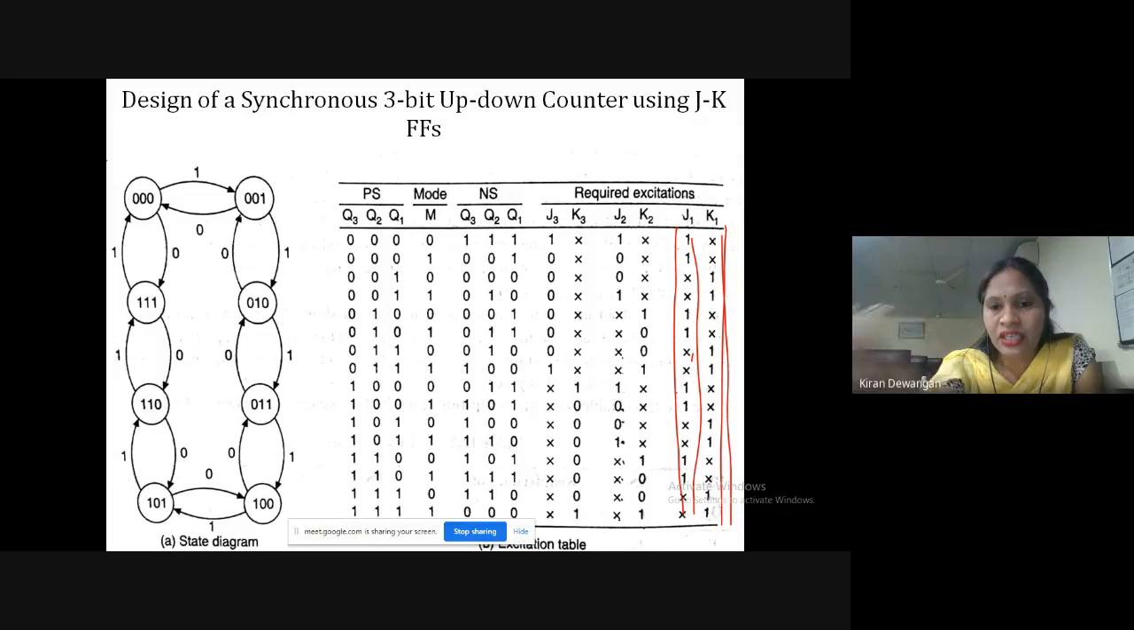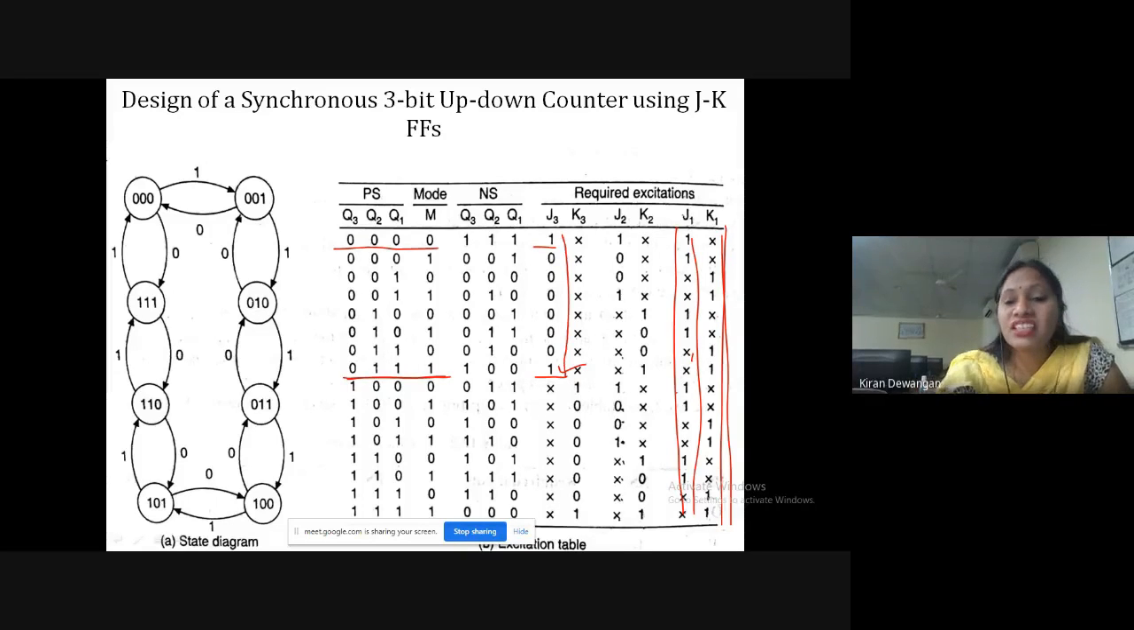Now we can see J is going high for this combination and for this combination. These are the two values where J is going high. So this is J3. J3 is going high for these two combinations. That is Q3, Q2, Q1, M: 0, 0, 0, 0. Sorry, all the Q's are 0 with M 0. And here it is going high when Q3 is 0, Q2 is 1, Q1 is 1 and mode is also 1.